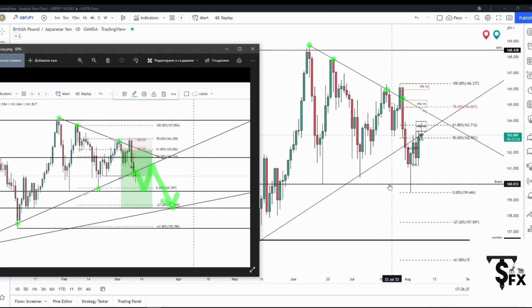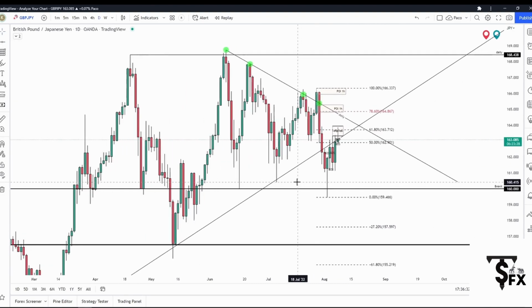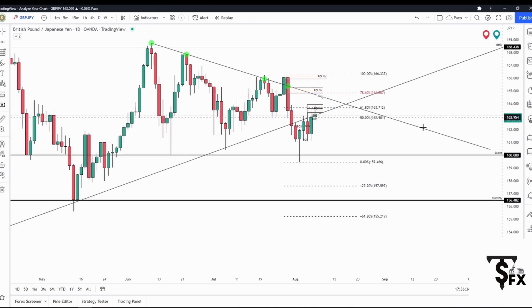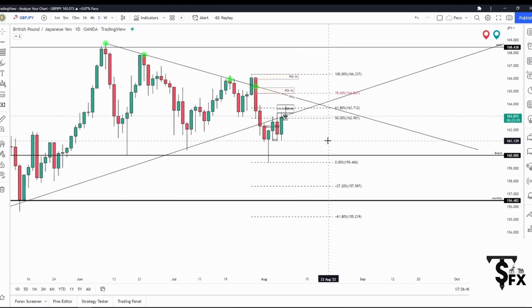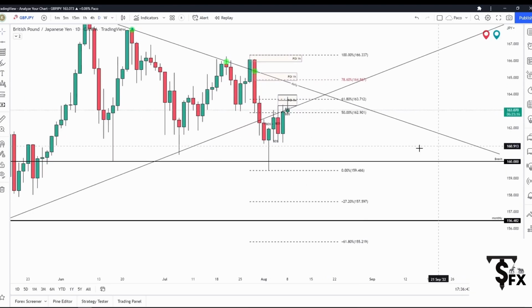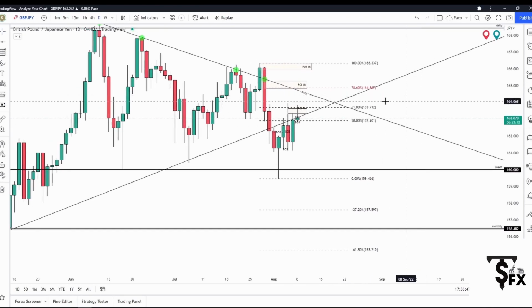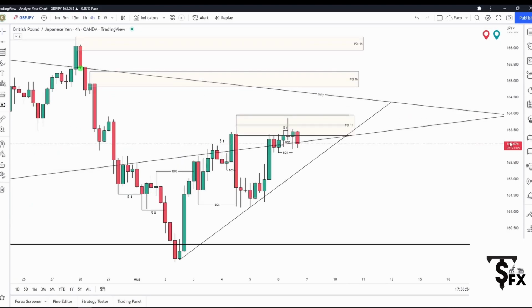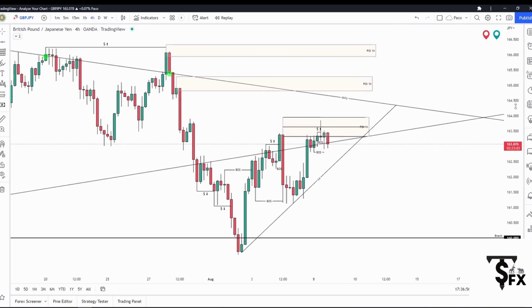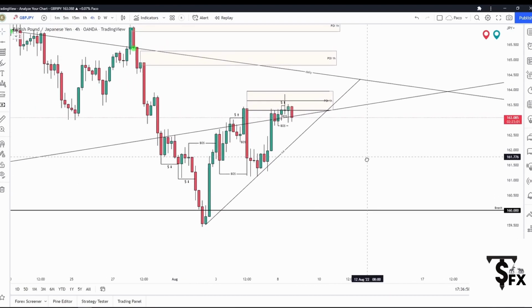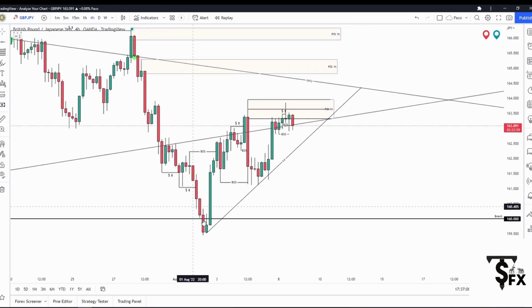As you can see, the price made the impulse wave. Here is the test. This test reaches the 61.8% of Fibonacci. This is the retracement. And on 4-hour time frame, here we have, you can see the impulse wave, the retracement.